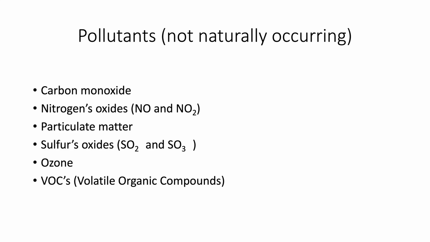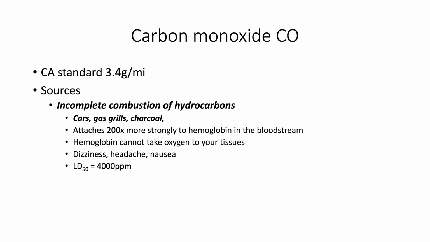So the pollutants we're going to go through are carbon monoxide, oxides of nitrogen, particulates, oxides of sulfur, ozone, and what are called VOCs, volatile organic compounds. And we'll just go through each one of these separately and talk about them. All right. California's standard on carbon monoxide is 3.4 grams per mile.